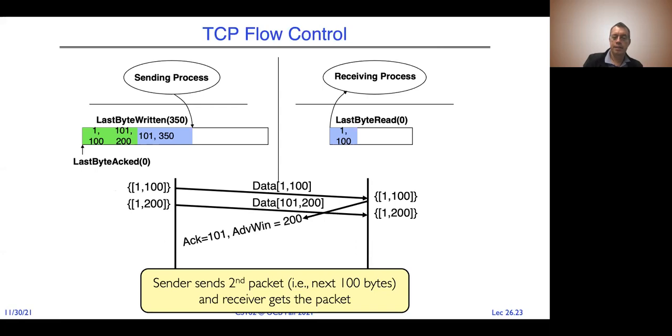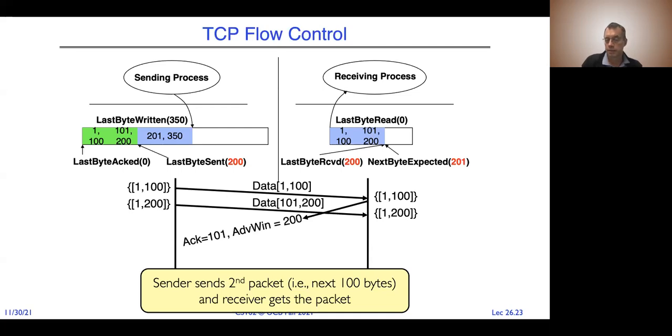Okay, this packet, the last byte sent is 200, is going to get to the receiver. And the receiver has last byte received 200, next byte expected 201, and I'm going to now write 201. Now, assume that next thing's what happened.